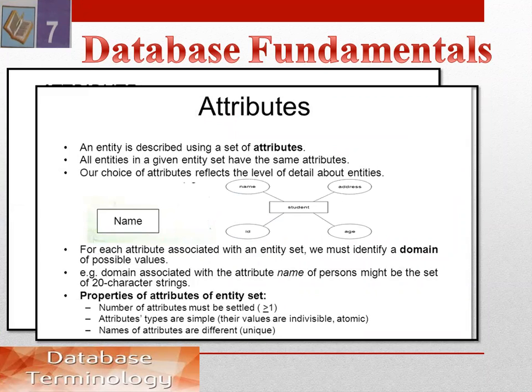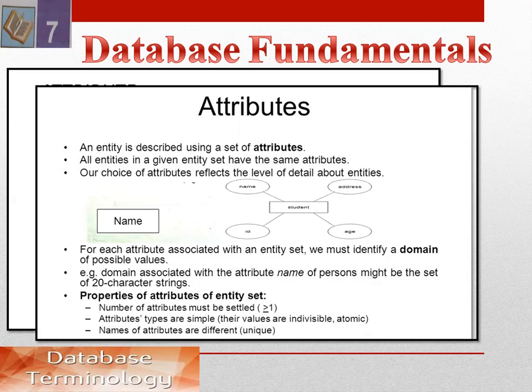So attributes: an entity is described using a set of attributes. All entities in a given entity set have the same attributes. Our choice of attributes reflects the level of detail about entities. So here on your screen, you can view the most common example. Here, the entity is student and attributes are ID, name, address, and age of the student. So you can represent your entity with the help of the rectangle box, and you can represent your attribute with the help of oval shape.